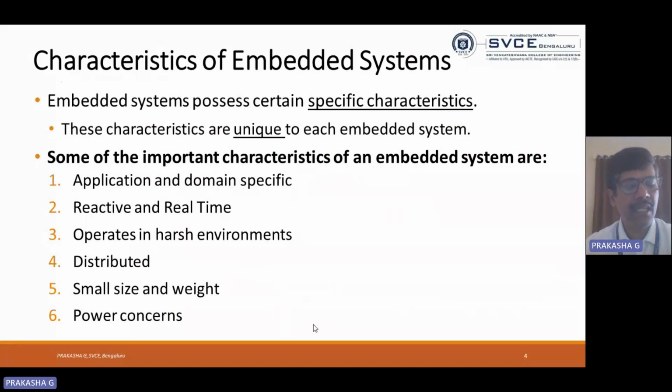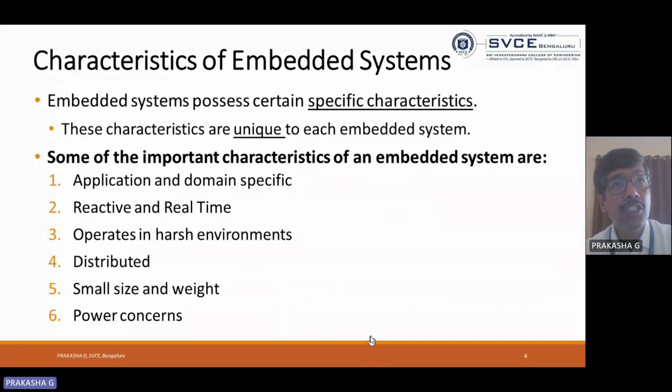One of the very important characteristics of the embedded system, and basically the reason why embedded systems evolved, is where manual intervention cannot be there, or where a human cannot go and operate. At that time, we can develop an embedded system that can go into harsh environments, like severe environmental conditions, where we cannot manually enter. So at that time, we can use the embedded system.